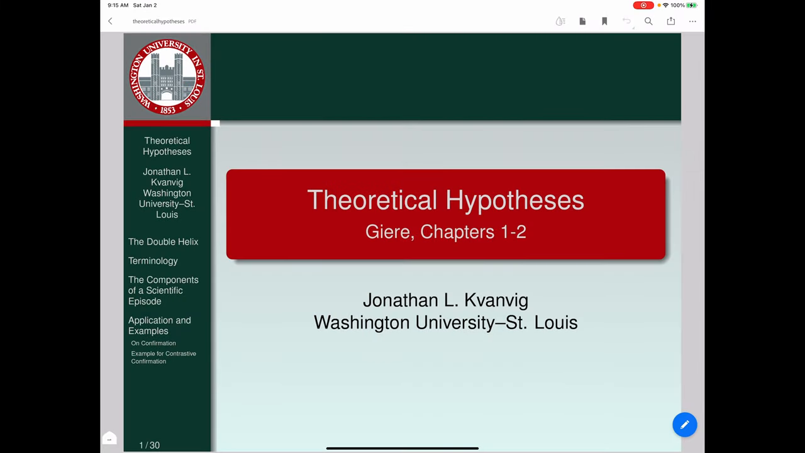We begin our attempt to understand how scientific reasoning works by developing an abstract structure for how to interpret any report, any particular scientific episode of any sort. We begin with non-statistical examples and we'll turn to how to expand this way of understanding what goes on in scientific reasoning to statistical hypotheses in the second part of the course. So here we are thinking primarily about theoretical hypotheses.